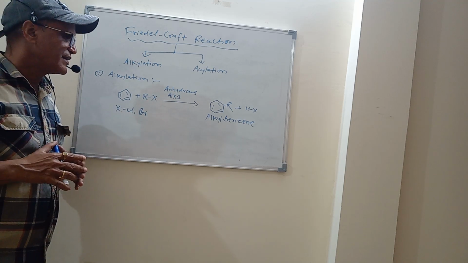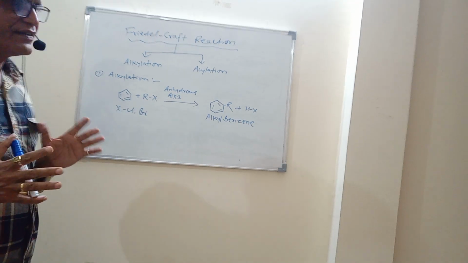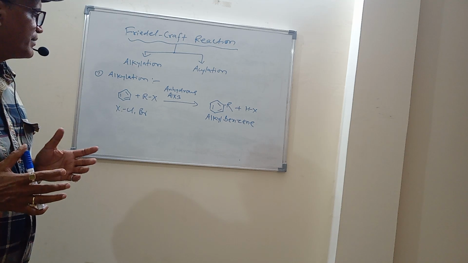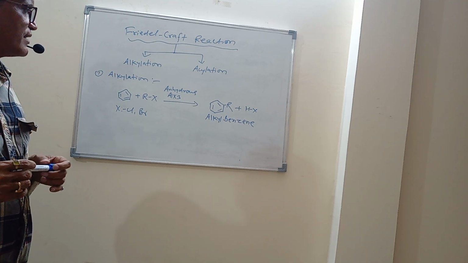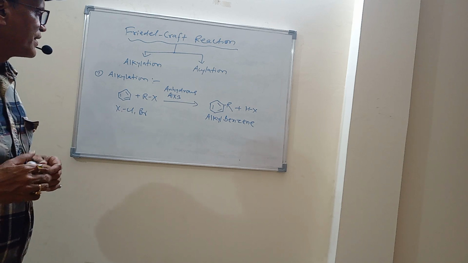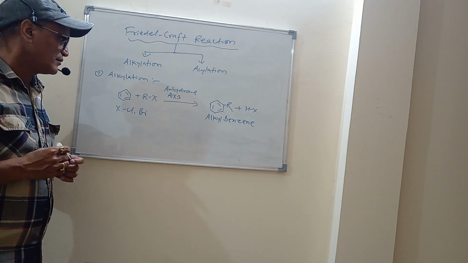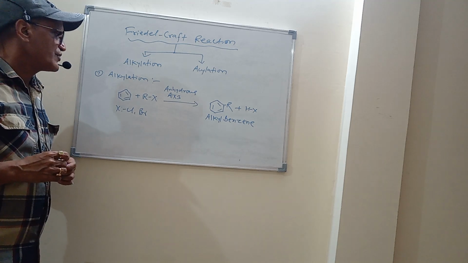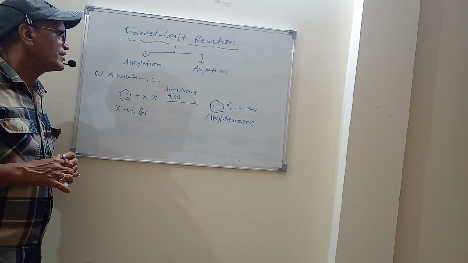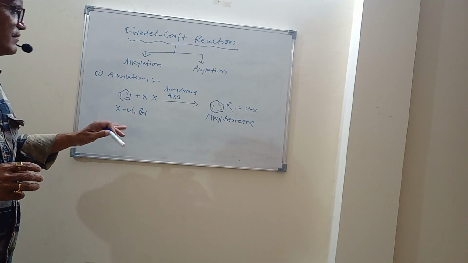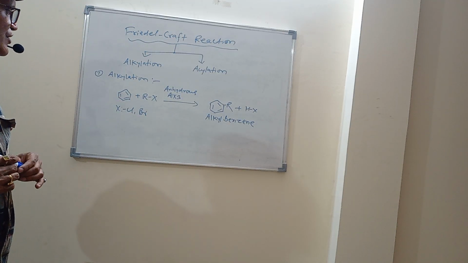If another group is there, and if there is a chance of rearrangement, for example, 1,2 hydride shift or 1,2 alkyl shift, we will consider that later on. So that will also be there. So in the first portion of the mechanism, we are going to consider here the generation of the electrophile.